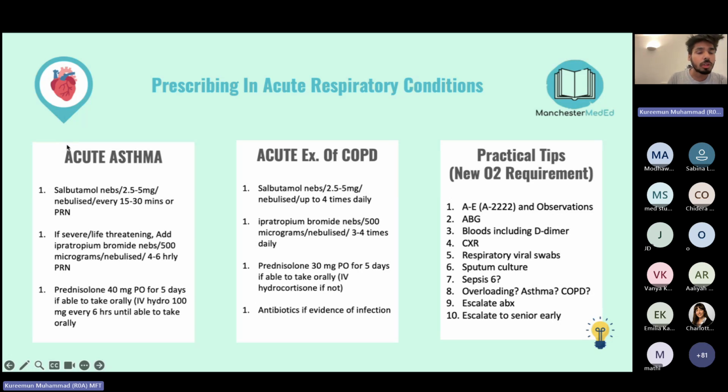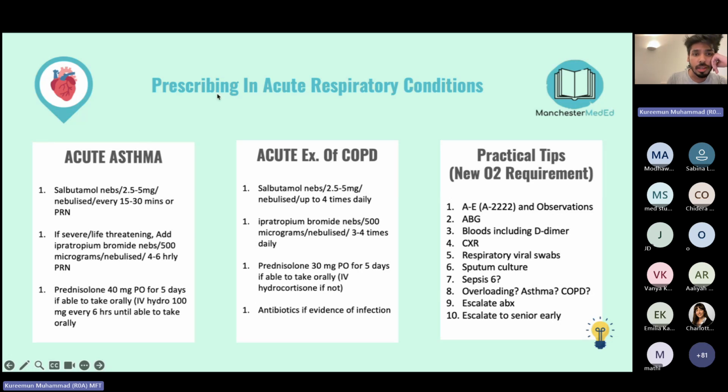But if they can't take orally, and the question will tell you whether they can or they can't, then you give it IV, IV hydrocortisone, 100 milligrams every 6 hours until they are able to take orally. But for COPD, you give it 30 milligrams for 5 days. That's the main thing that can trick you in terms of the dose for the prednisolone.